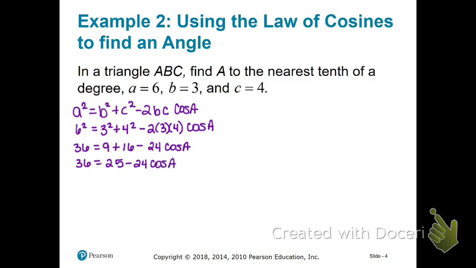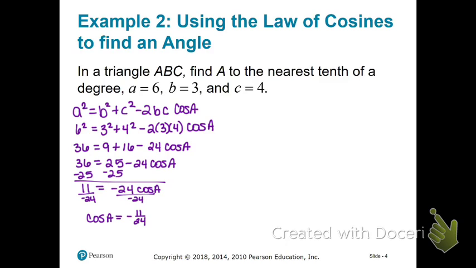Okay, so I just simplified all my squares and my multiplying and everything. And now I'm just algebraically going to get cosine of A by itself. So I'm going to subtract 25. So 11 equals negative 24 cosine of A. And divide by the negative 24. And so when I do this, I get cosine of A is equal to negative 11 over 24.